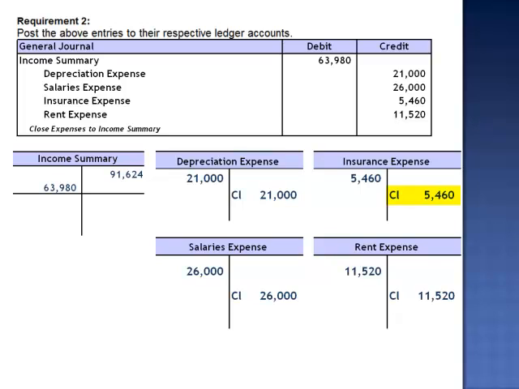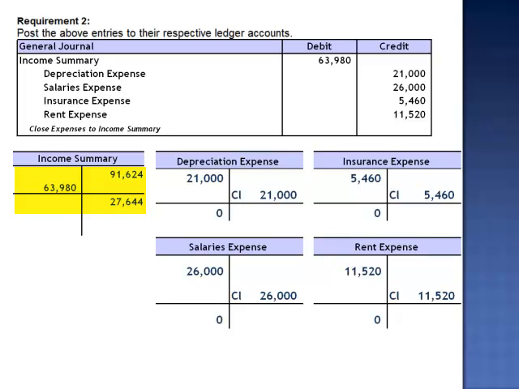At this point in time, the balance in income summary, $91,624 in credits, $63,980 in debits, is a net credit balance of $27,644. Remember that income summary is an owner's equity account and follows the same rules as equity. Credits increase owner's equity, so when we see income summary with a credit balance, it's increasing equity, which means it must have been net income, not net loss. After this journal entry, the balance in all of the individual expense accounts is 0.